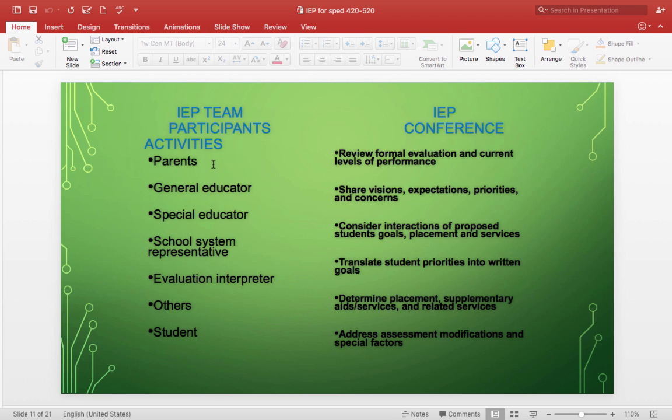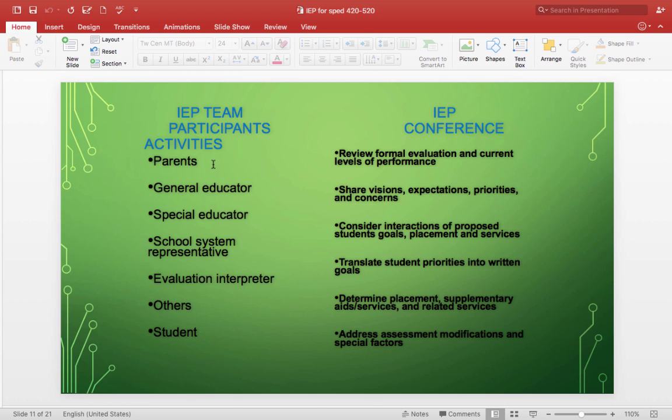So who participates in the IEP team? Parents. We have to have a general education person. We must have them there. A special educator, usually that is the case manager, but sometimes we have more than one special educator at the IEP. A school system representative. Now, that could just be someone who has been trained to sign off on IEPs. Generally speaking, it's going to be the assistant principal or principal.